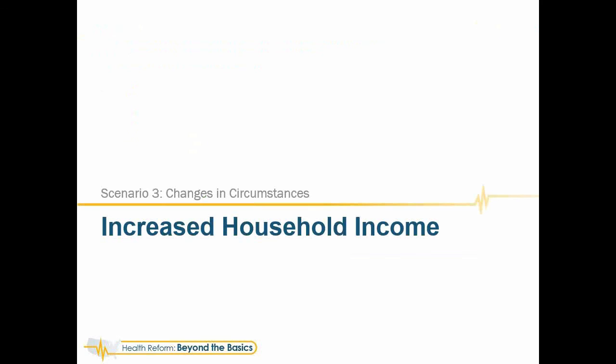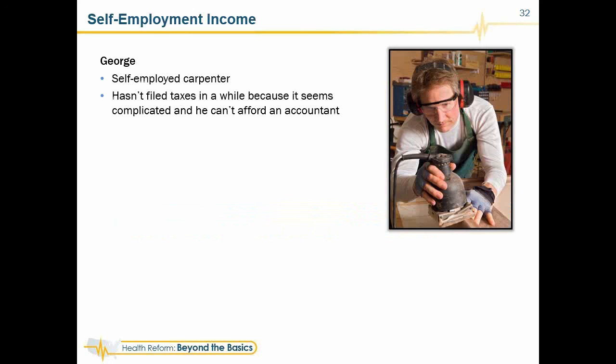Okay, that was a tough one. Now we're going to talk about increases in household income. And we're going to, of course, take the most complicated income we can find, which is self-employment income, which I know a lot of people still have questions about. So this is George. He's a self-employed carpenter. He hasn't filed taxes in a while because, just like you, he thinks it sounds very complicated. So he just doesn't do it, and the IRS hasn't found him yet.